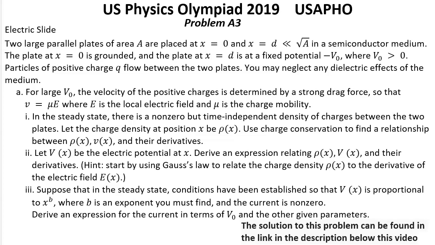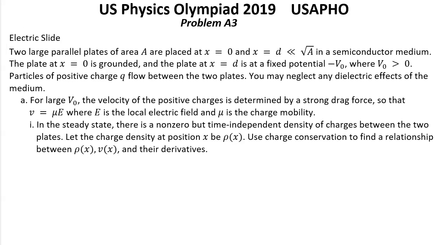Question 3. Suppose that in the steady state, conditions have been established so V of x is proportional to x to the power b, where b is an exponent you must find, and the current is non-zero. Derive an expression for the current in terms of V0 and the other given parameters.